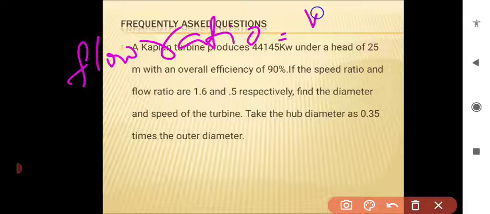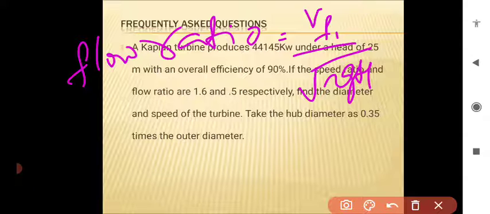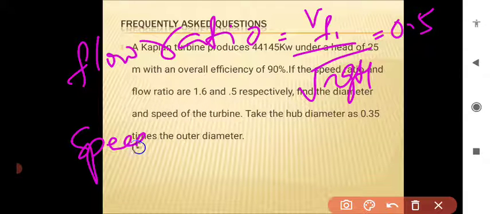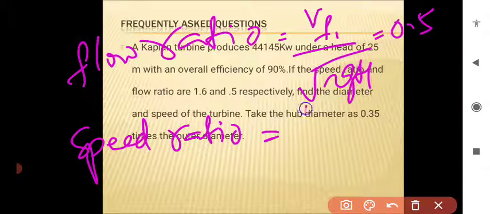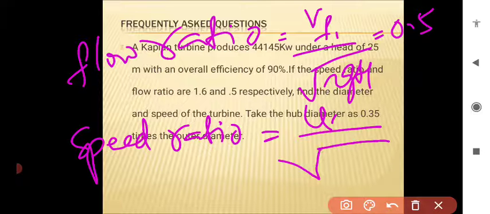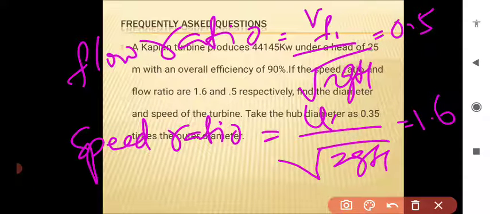is equal to Vf1 by under root 2gh, which is given as 0.5. Similarly the speed ratio is equal to u1 by under root 2gh, which is equal to 1.6. From these two equations you will get Vf1 and u1.